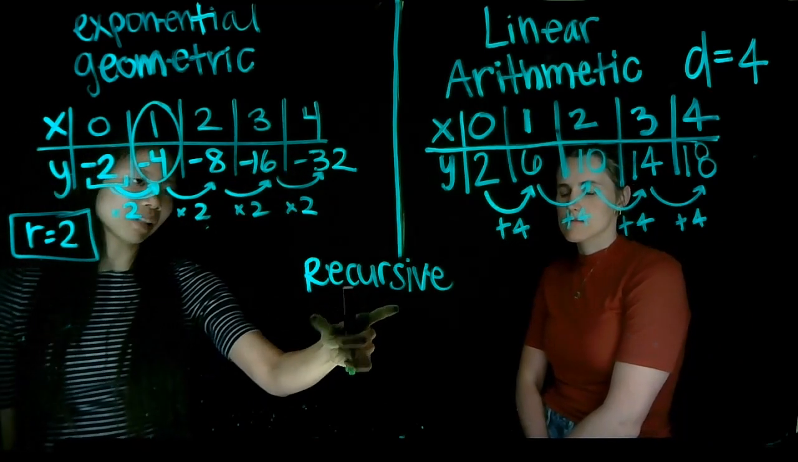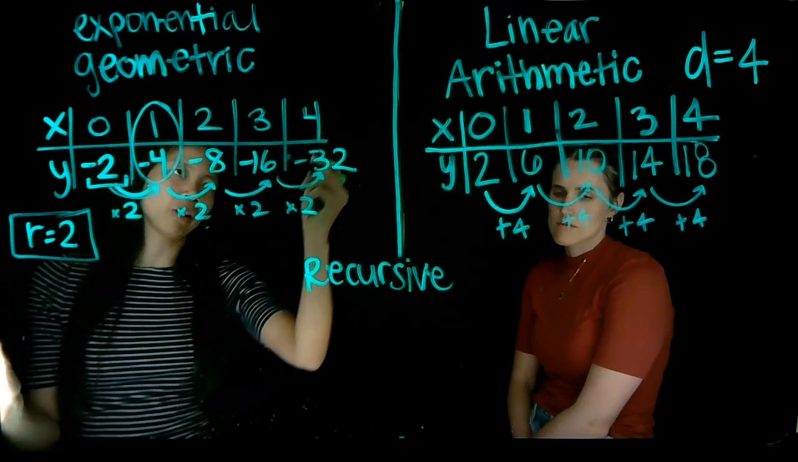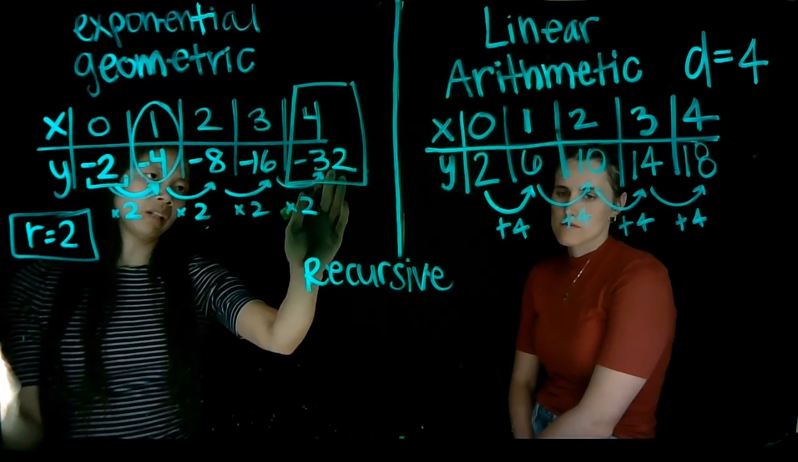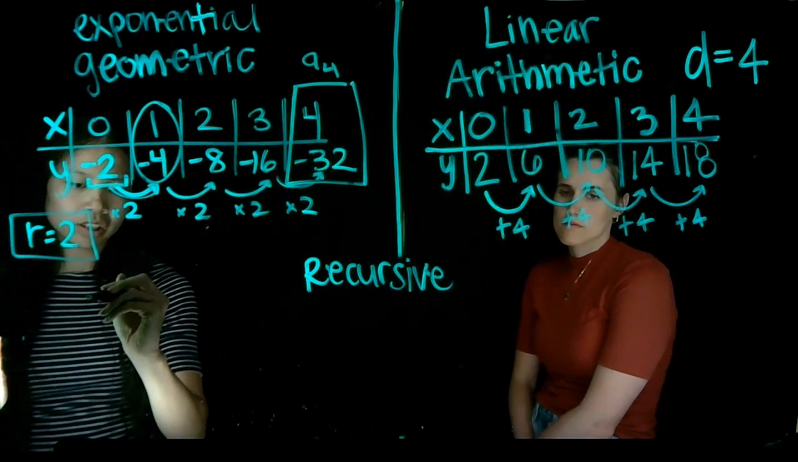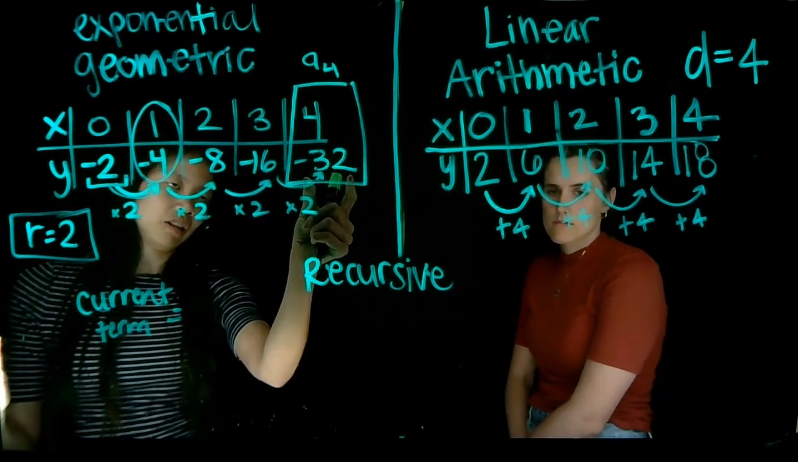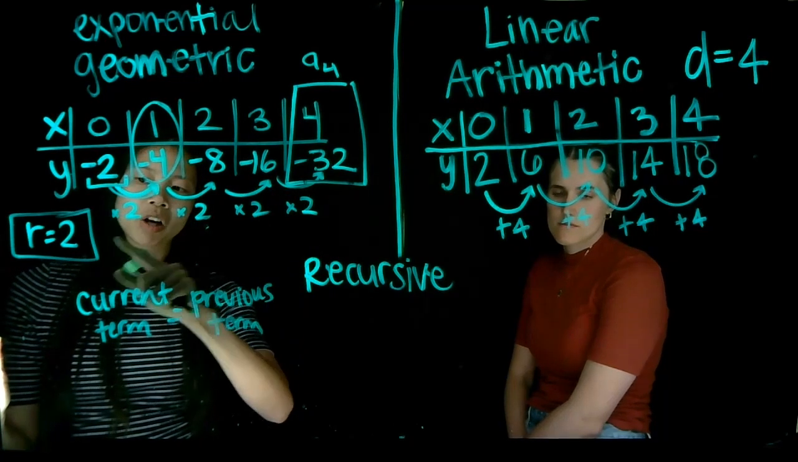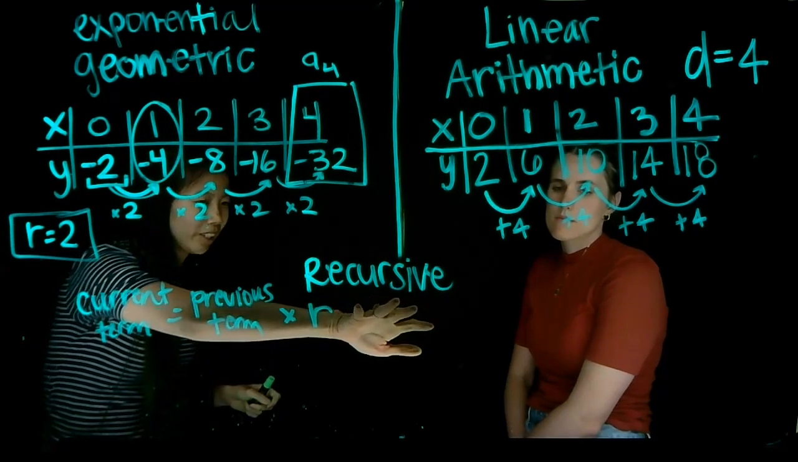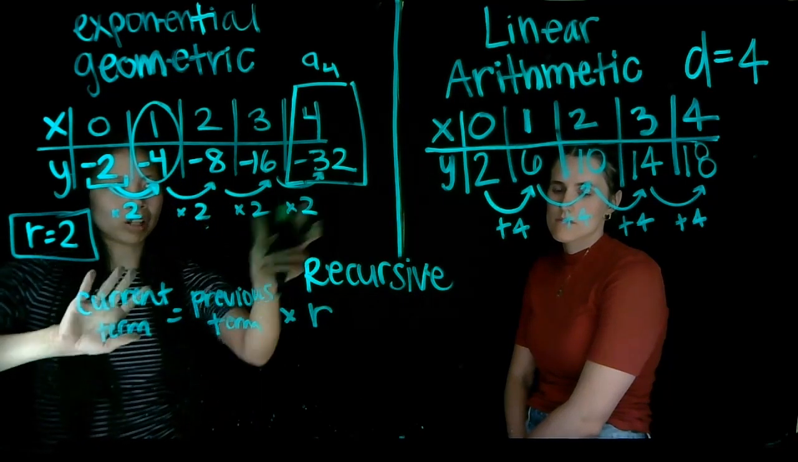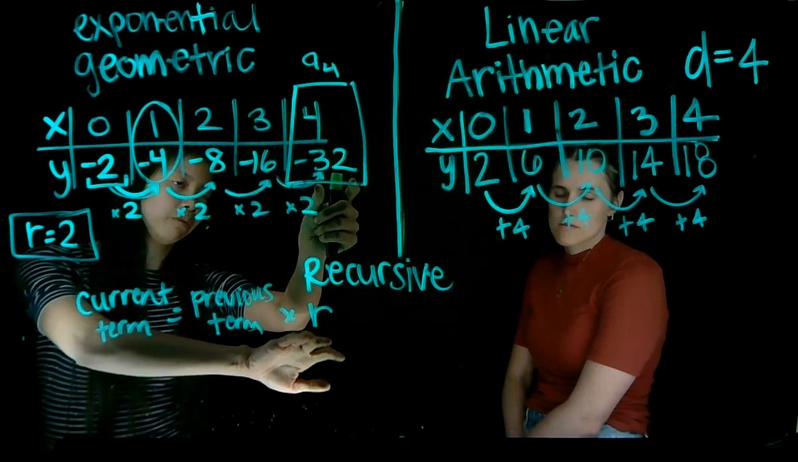So recursive means it's defined in terms of the term that came before it. If I look at my current term, for example, the fourth term in our list here is -32, or a sub 4 is -32. This term, the current term, came about because I took the term before it, the previous term, and in this case, I multiplied it by my common ratio, which is 2. We're going to turn this idea of my current term being the same as my previous term times my ratio, which in this case is 2.